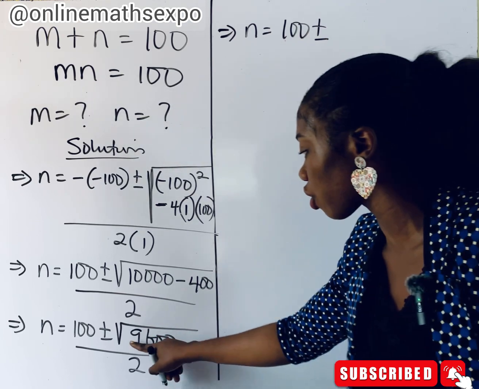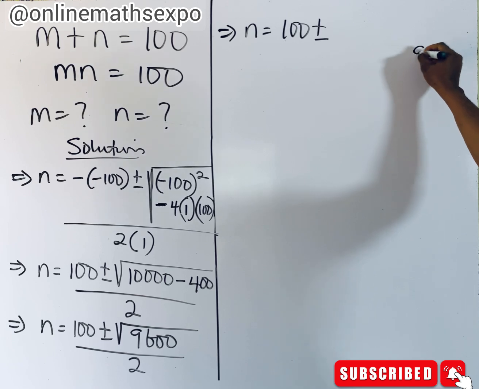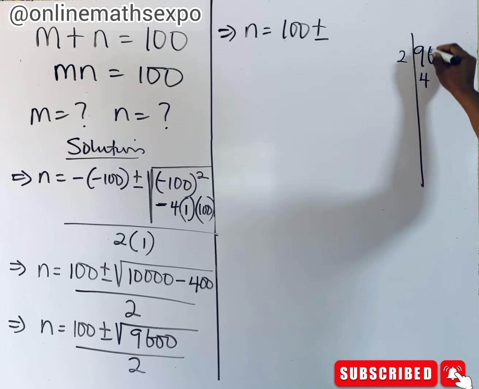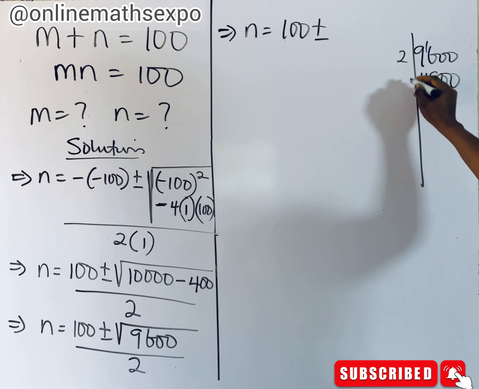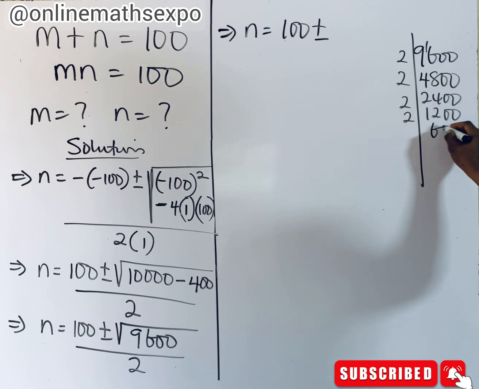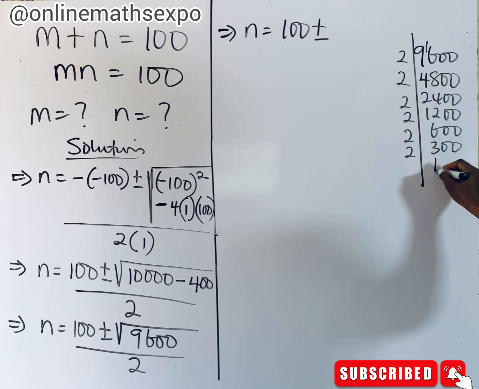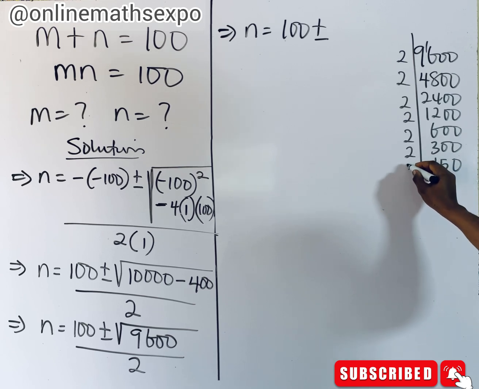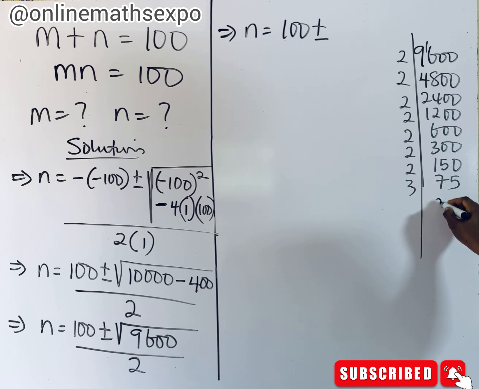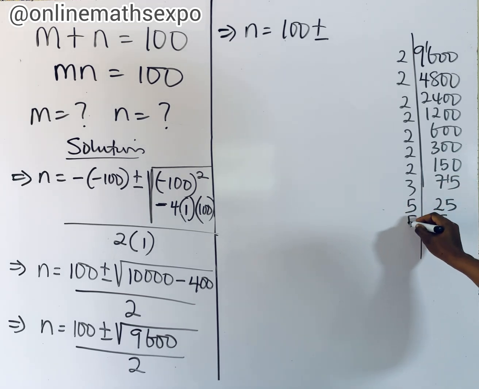To find the square root of this without a calculator, quickly do this. We divide by 2, which gives us 4,800, then 2,400, then 1,200, then 600, then 300, then 150. Then 2 can divide to give us 75. 3 can divide this, we have 25. 5 can divide 5, 5 here is 1.